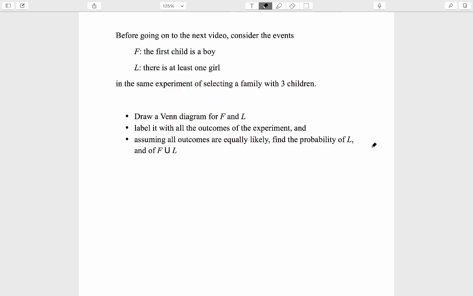Before going on to the next video, consider the events F, the first child is a boy, and L, there is at least one girl in this same experiment of selecting a family with 3 children and observing the birth order. So here's what you should do before going on to the next video. Draw a Venn diagram for F and L and label it with all the outcomes of the experiment in the same way that we've just done. So write each outcome into the basic region where it belongs. And assuming that all the outcomes are equally likely, find the probability of L and of F union L.